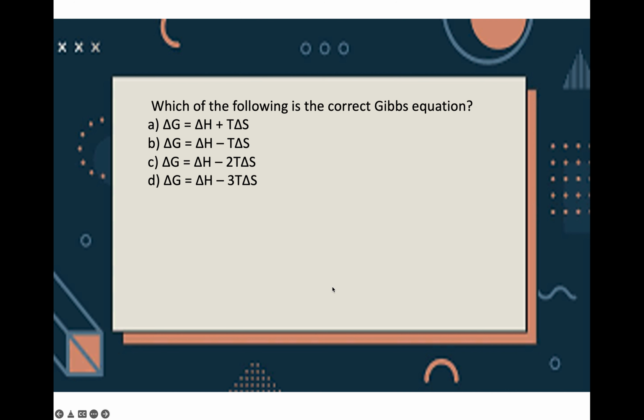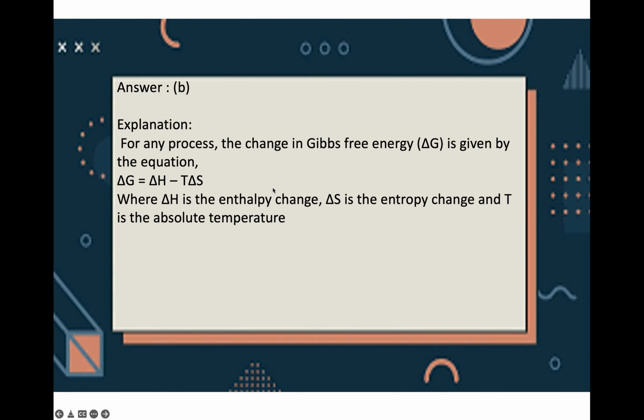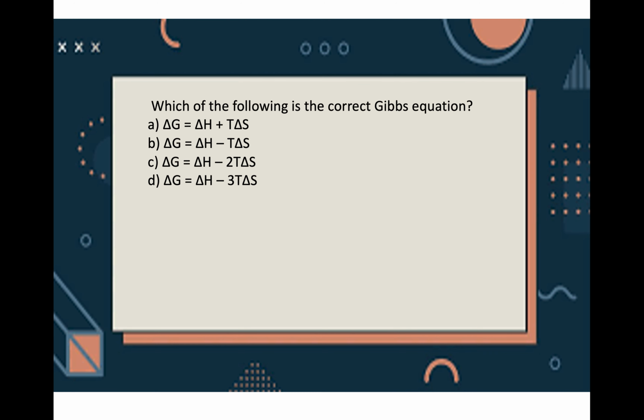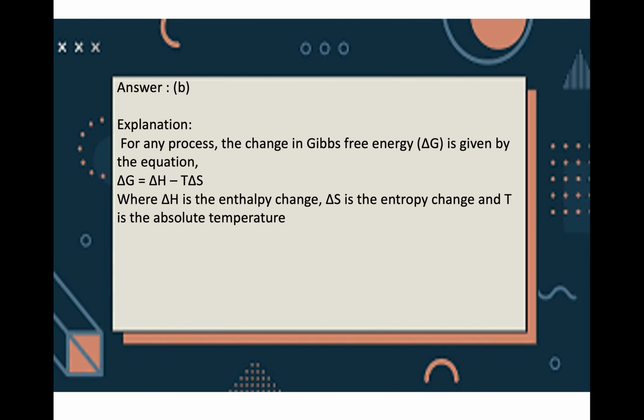Hope you understood this. Now next one, which is the correct Gibbs equation? Delta G is delta H plus T delta S, delta G is equal to delta H minus T delta S, delta G is equal to delta H minus 2T delta S, and delta G is equal to delta H minus 3T delta S. Correct option is B. What is B? Delta G is equal to delta H minus T delta S. For any process, the change in Gibbs free energy is given by delta G = delta H - T delta S, where delta H is the enthalpy change, delta S is the entropy change, and T is the absolute temperature.